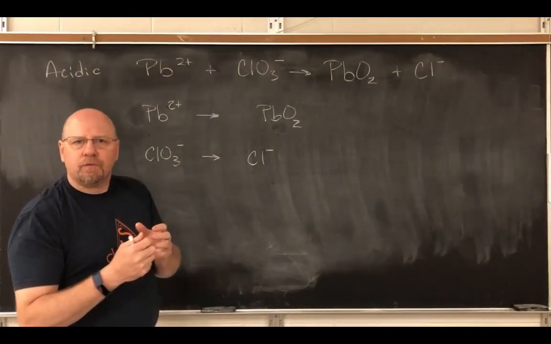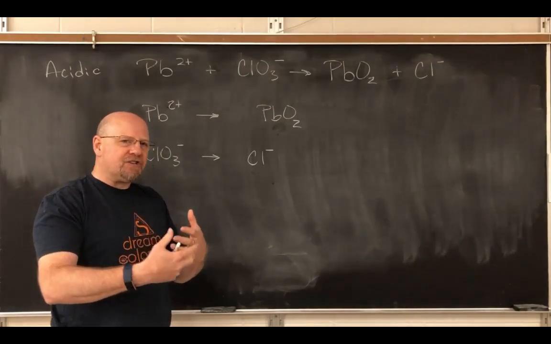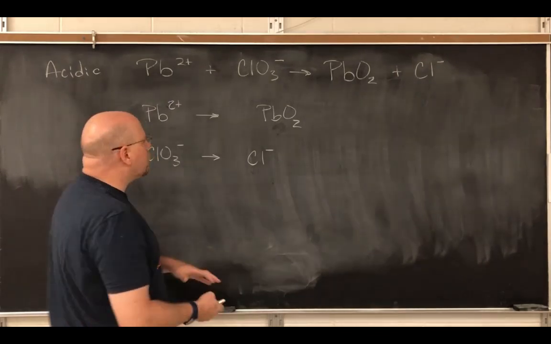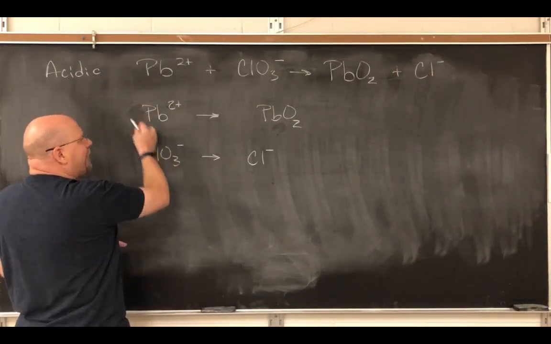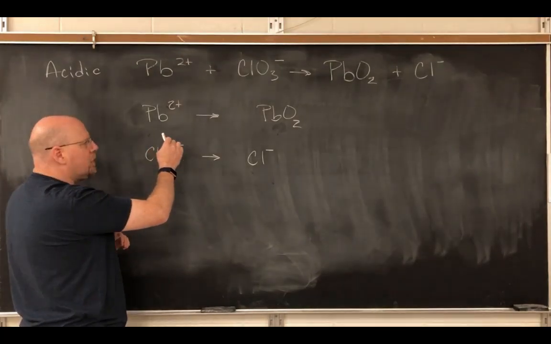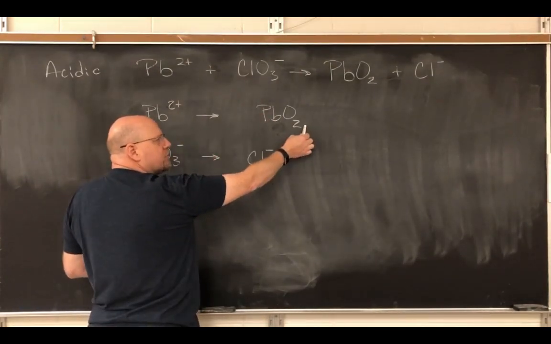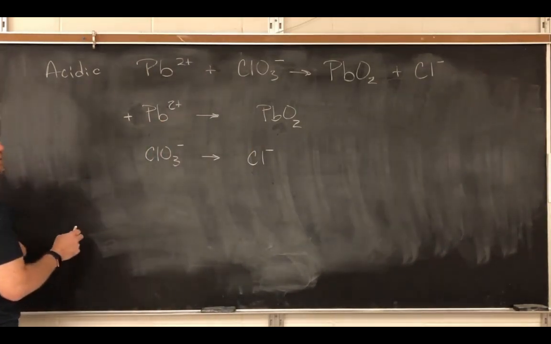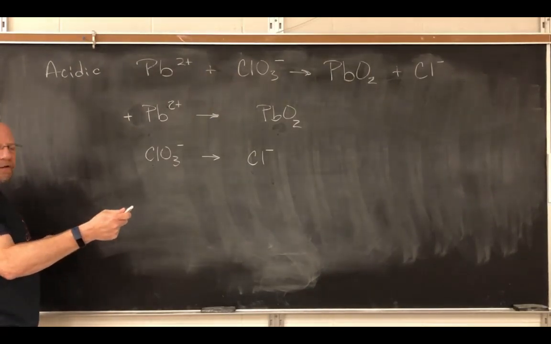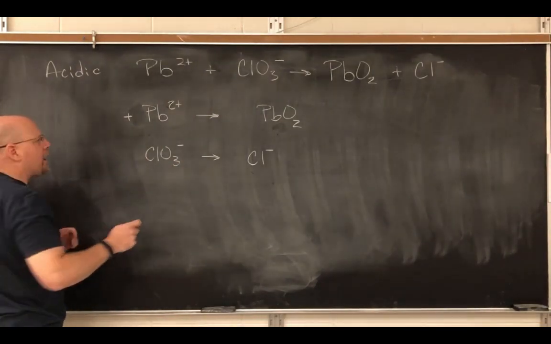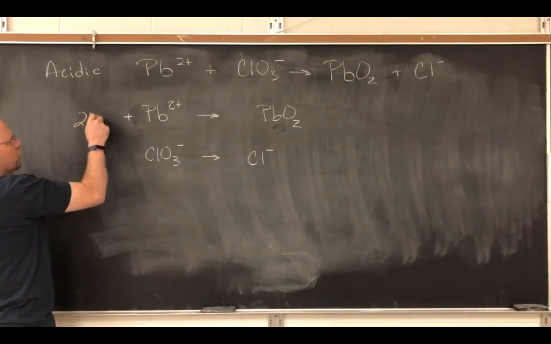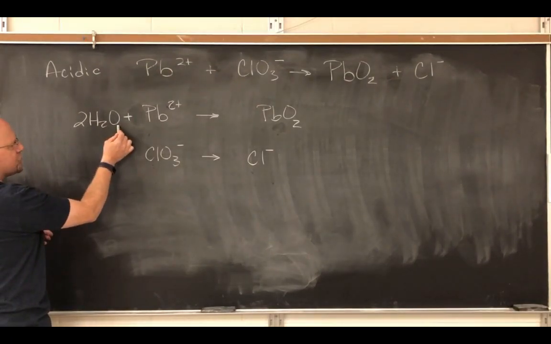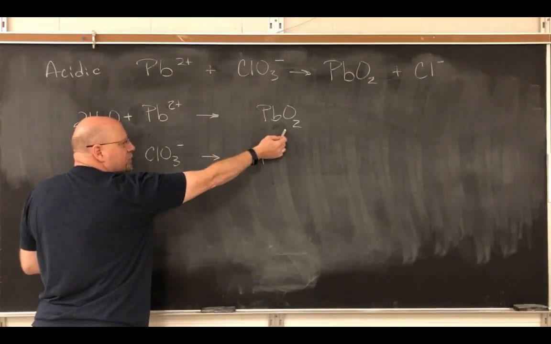So the next step is to balance each side using oxygens from water. We don't have any oxygens on this side. Over here we have 2 oxygens in this lead 4 oxide. So we're going to balance the oxygens by adding water molecules so that we get the correct number of oxygen atoms. In this case, we're going to have to add 2 water molecules. So now we have 2 oxygens and 2 oxygens.